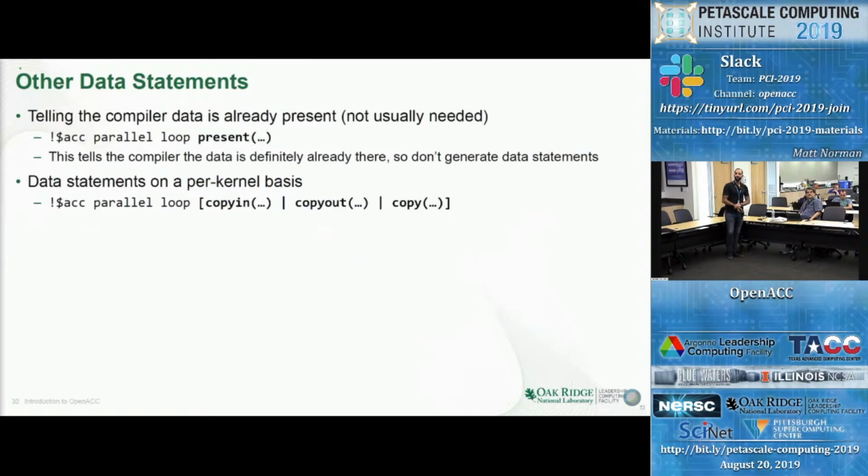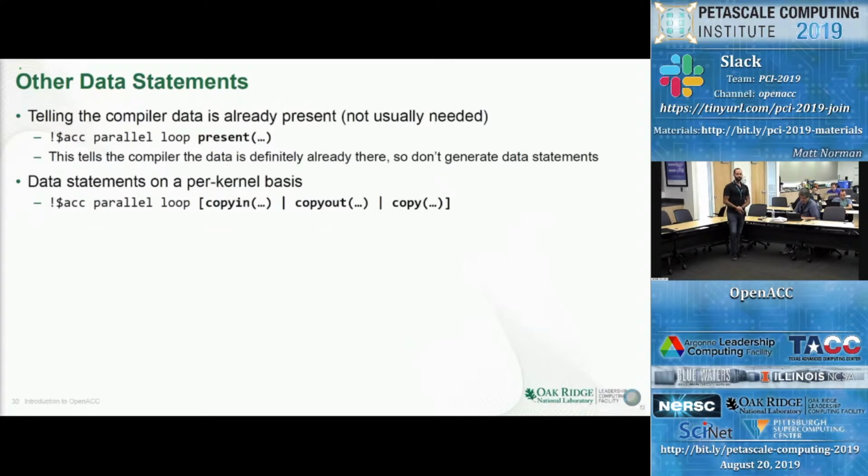So there are other data statements where you can use, say, this present clause, which tells the compiler this data is already present, don't worry about it. This used to be somewhat of an optimization because the compiler's checks and copy in and copy out were very slow for PGI in particular, but they fixed that, so you don't really need to use the present clause.